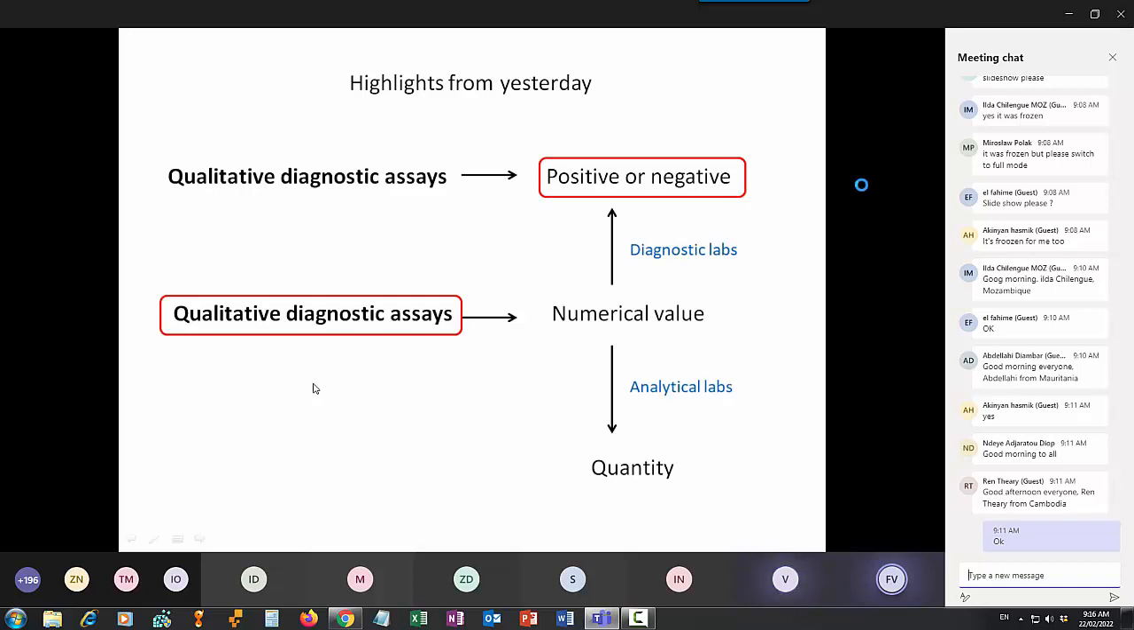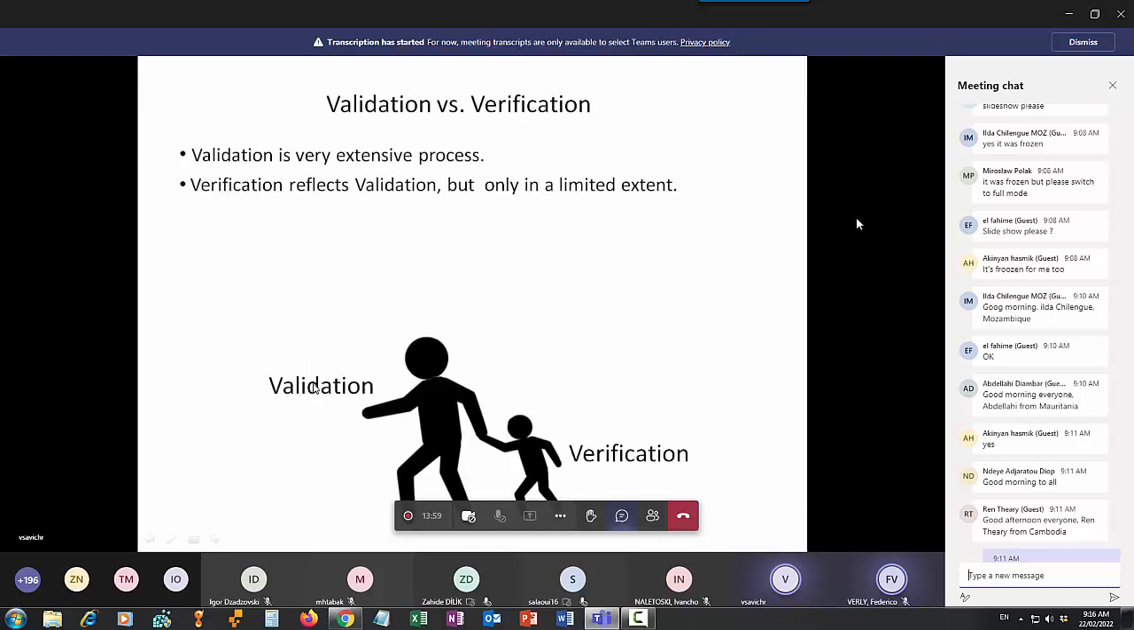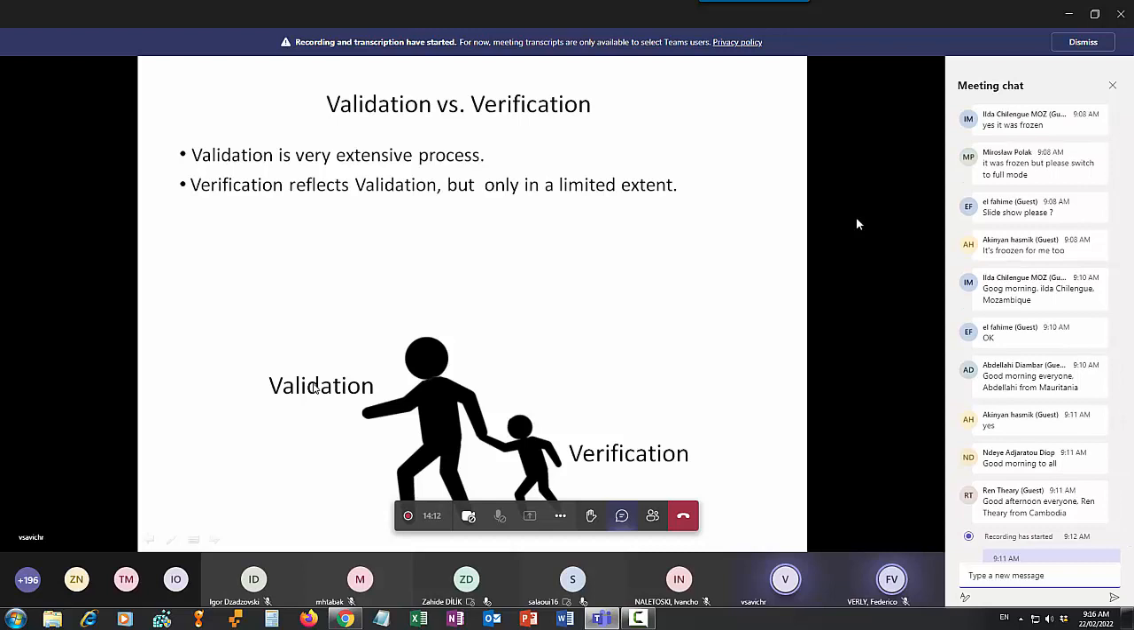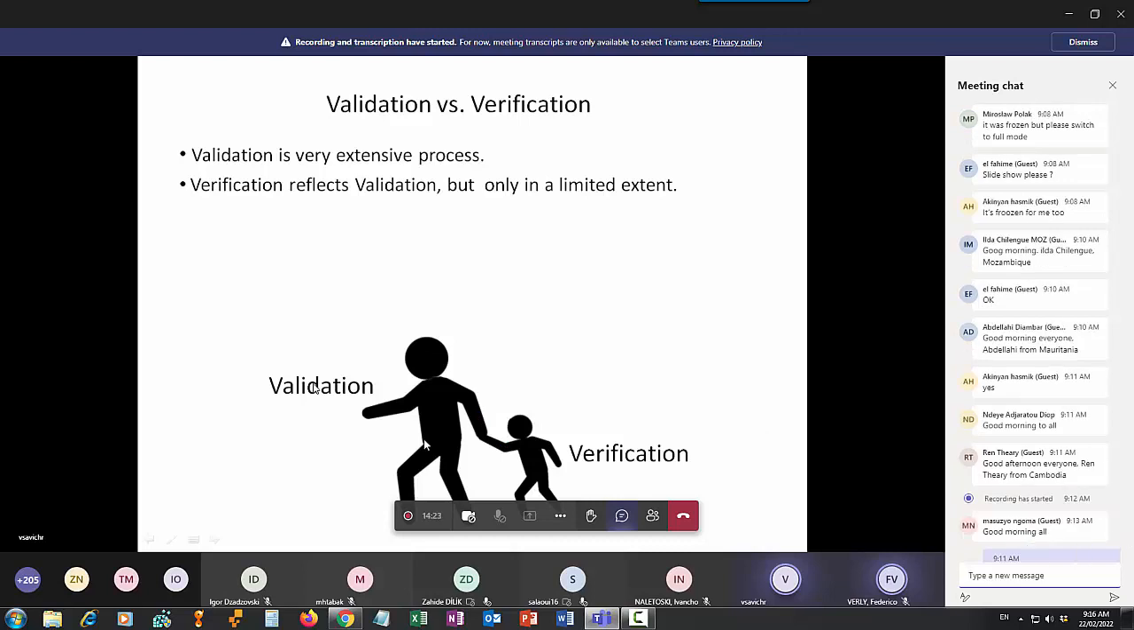So also yesterday we mentioned that validation is a very extensive process and takes a lot of time, a lot of effort, a lot of expenses. On the other hand, verification reflects validation, but only to a limited extent. Yesterday we showed that validation is a kind of mother and verification is a kind of child. Verification is following the mother.